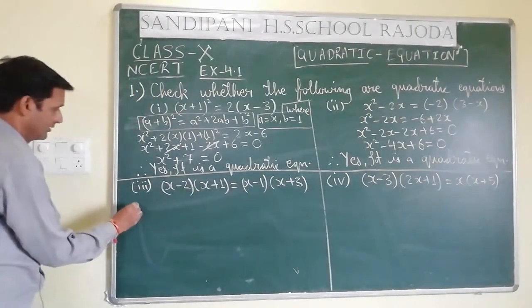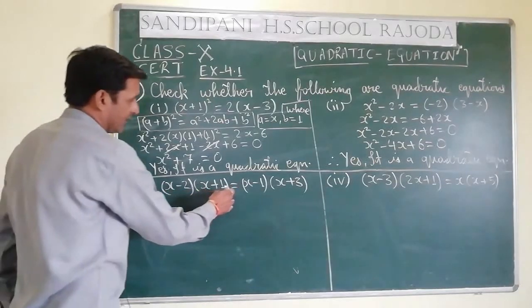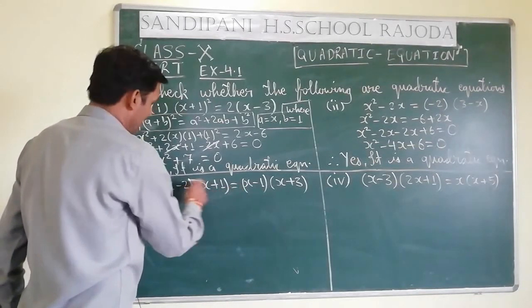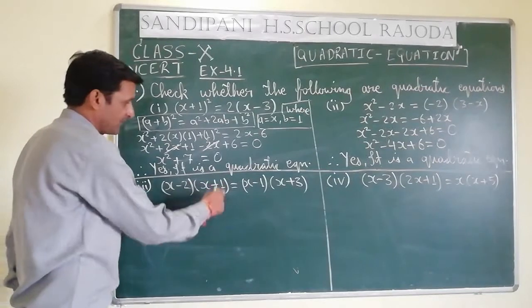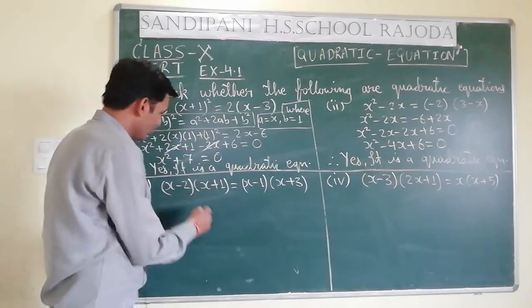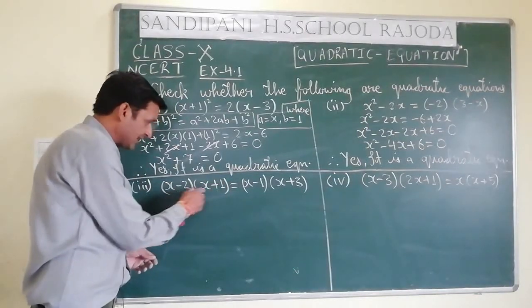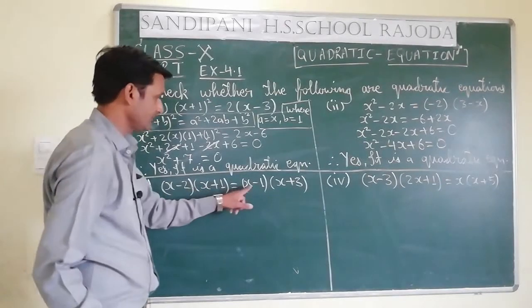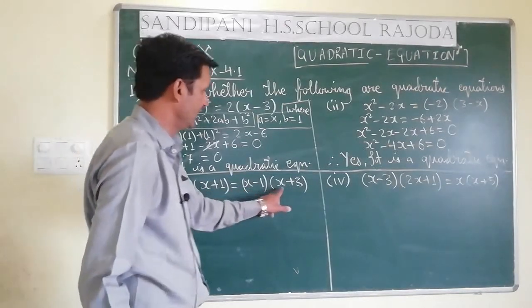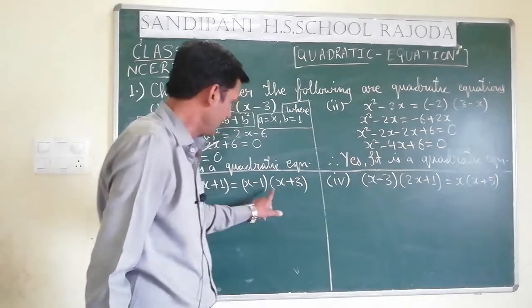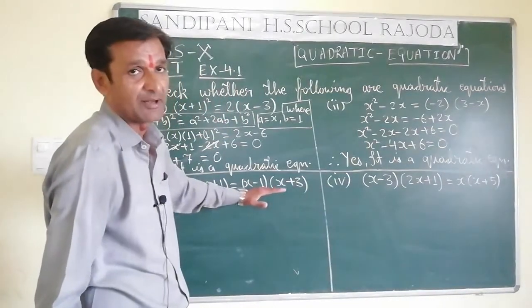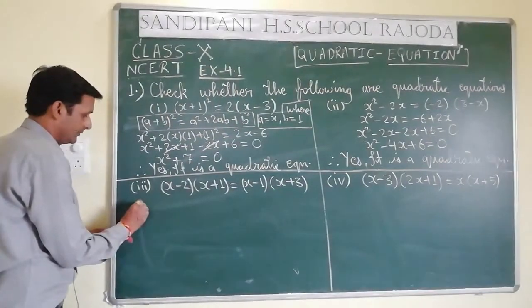Here it is x minus 2 times x plus 1 in product: x minus 2 is in one bracket and x plus 1 is in another bracket. If there is no sign between them, then it is multiplication only. Here also, in one bracket x minus 1 and in another bracket x plus 3. Again no sign is there, which means it is multiplication.